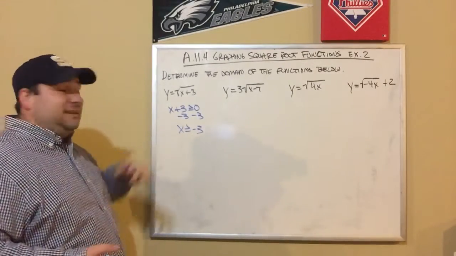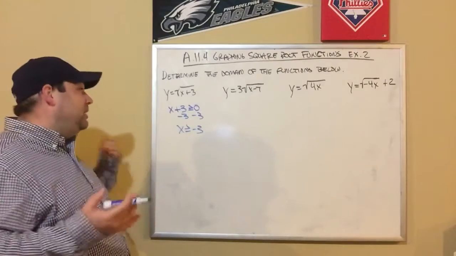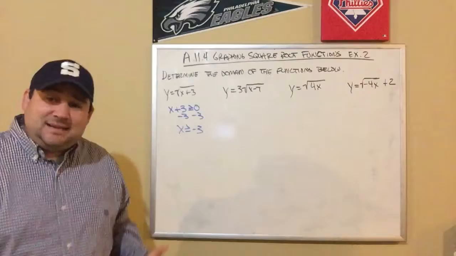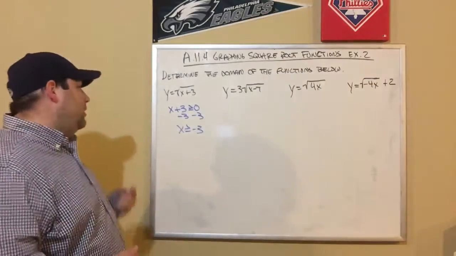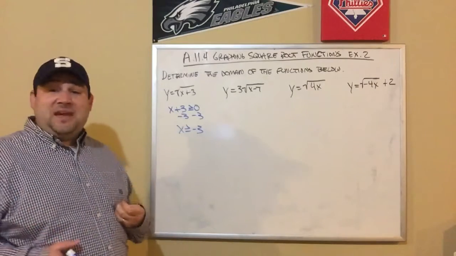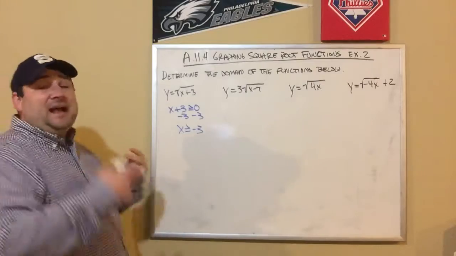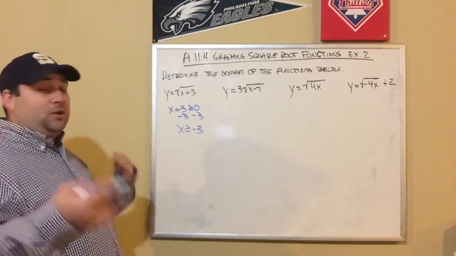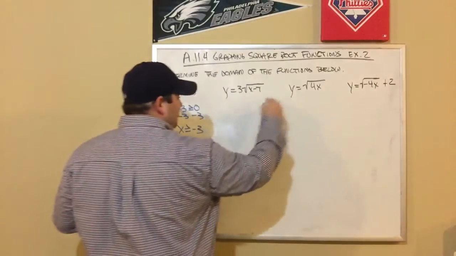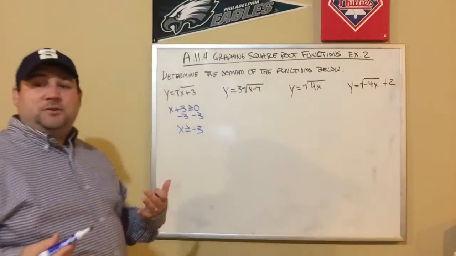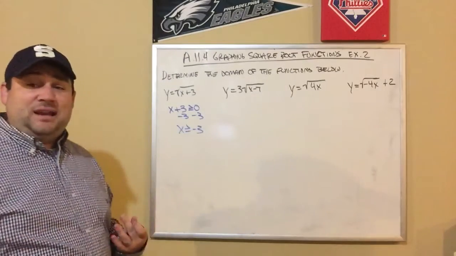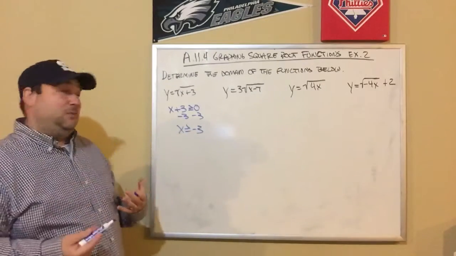I can't do anything less than -3 though. If I plug in -4, -4 plus 3, that's -1. You can't take the square root of a negative number. Also, the other nice thing about once you know the domain is, you know the vertex, the starting point of the graph. If you remember, they were the curved part of a parabola. This is where it's going to start. It's going to start at -3. That's the x coordinate it's going to start at.